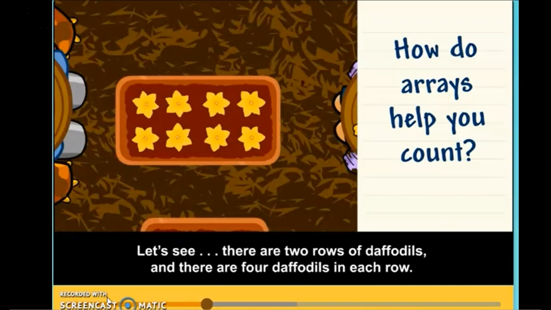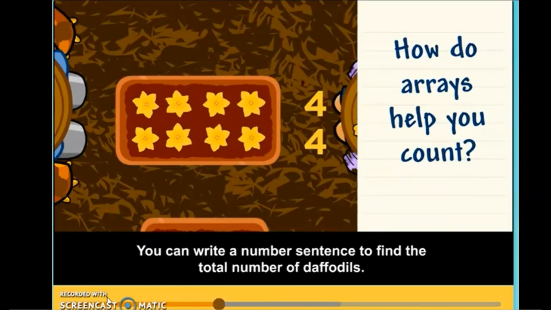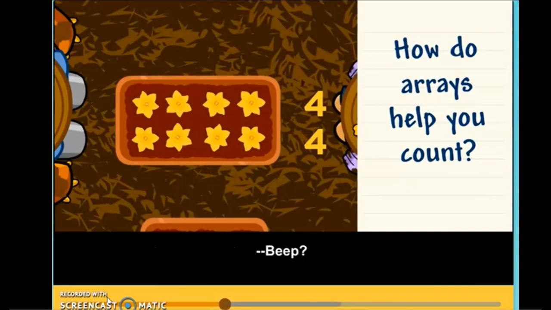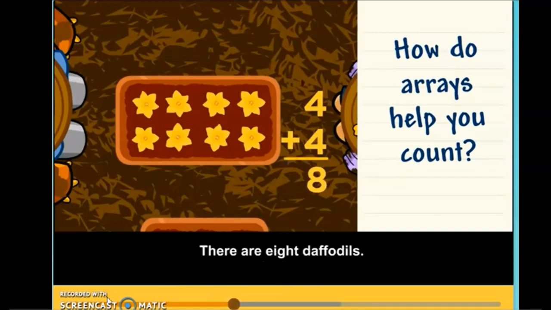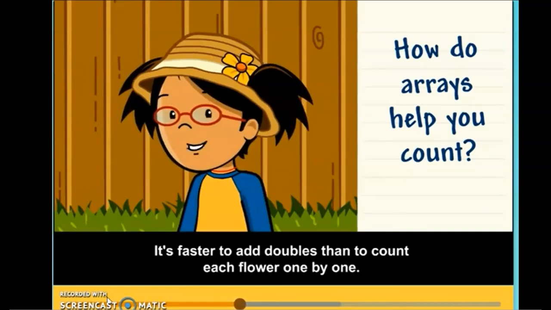Let's see. There are 2 rows of daffodils, and there are 4 daffodils in each row. You can write a number sentence to find the total number of daffodils. 4 plus 4 is equal to 8. There are 8 daffodils. It's faster to add doubles than to count each flower one by one.